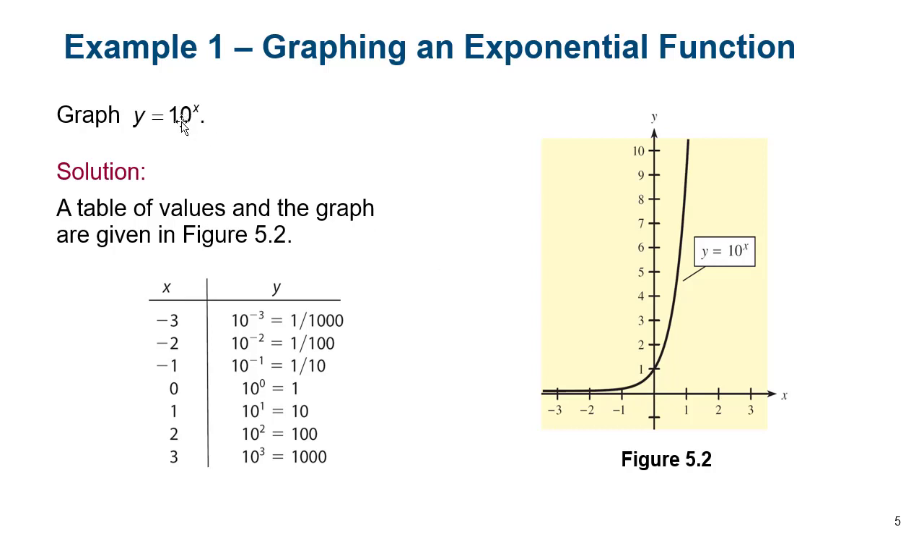You can see that regardless of what the base is, if the base was 2, 10, 7.5, 1/2, once x equals 0, it will always be 1. So it will always cross through the point (0, 1), because any number raised to the power of 0 always equals 1.